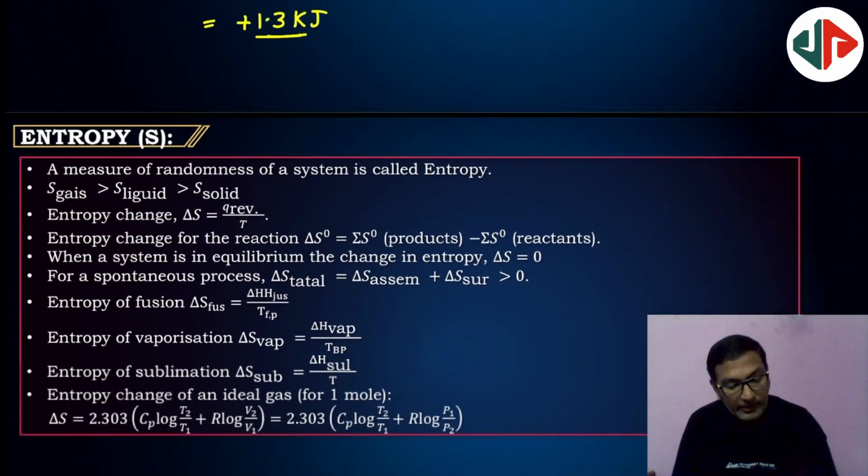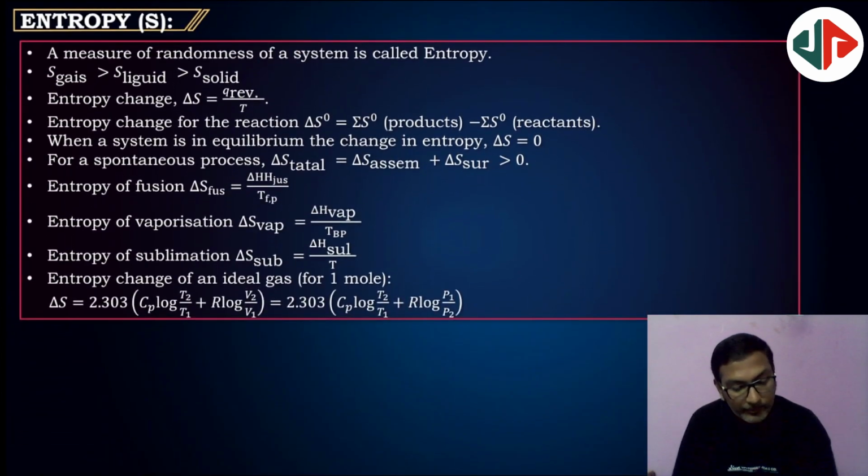Next, entropy. So entropy is a measure of disorder or randomness of system. Disorder or randomness. Entropy of gas is always highest. Entropy of gas. So entropy of liquid.